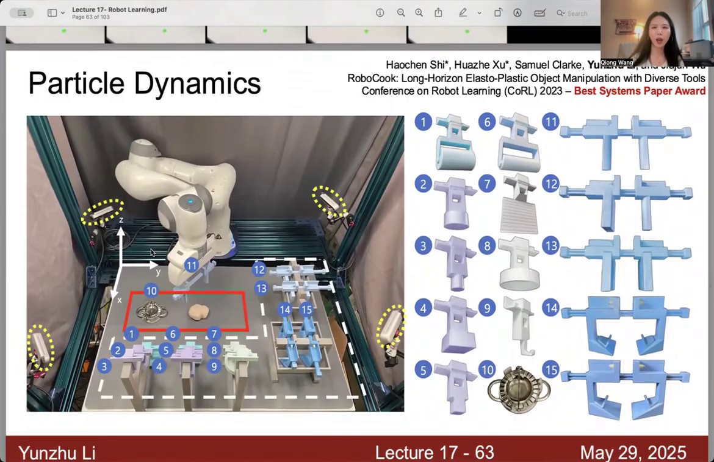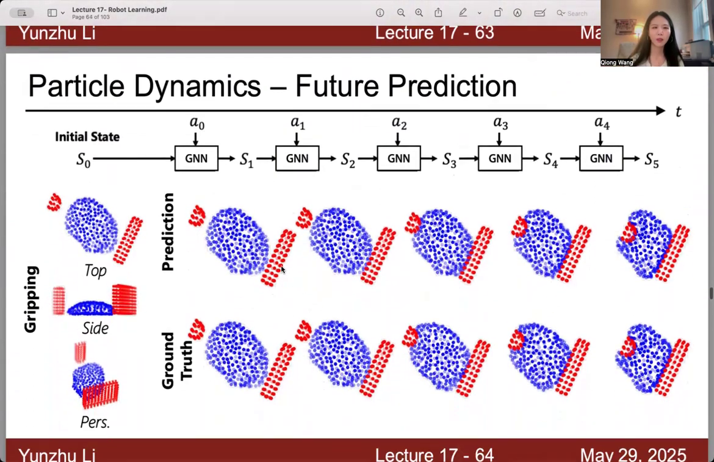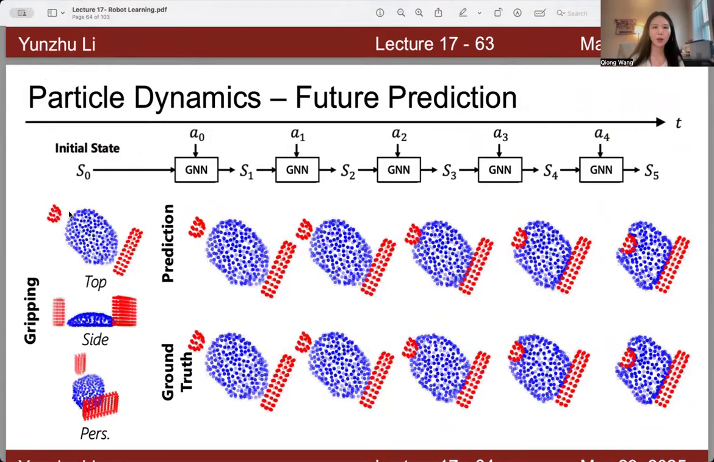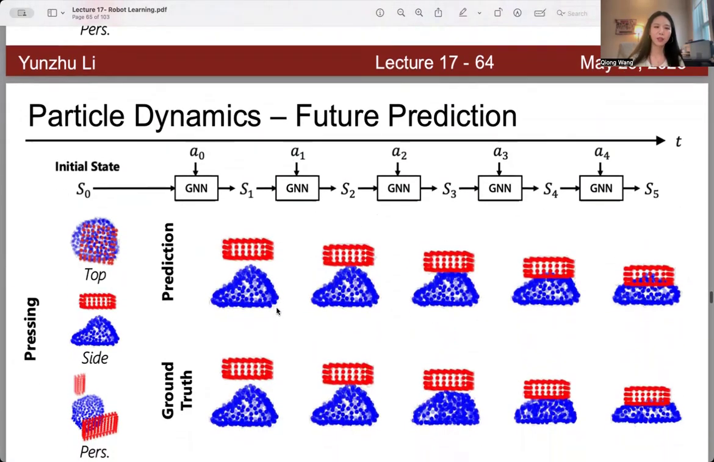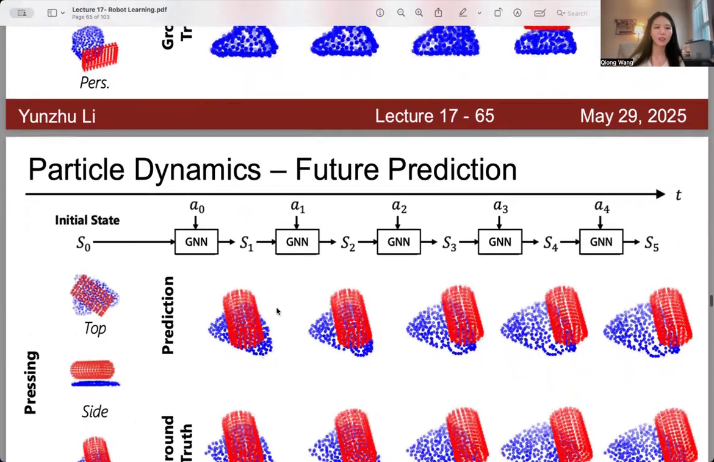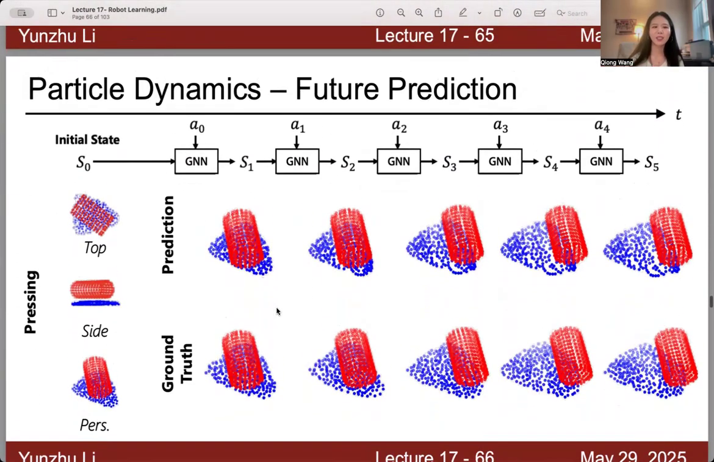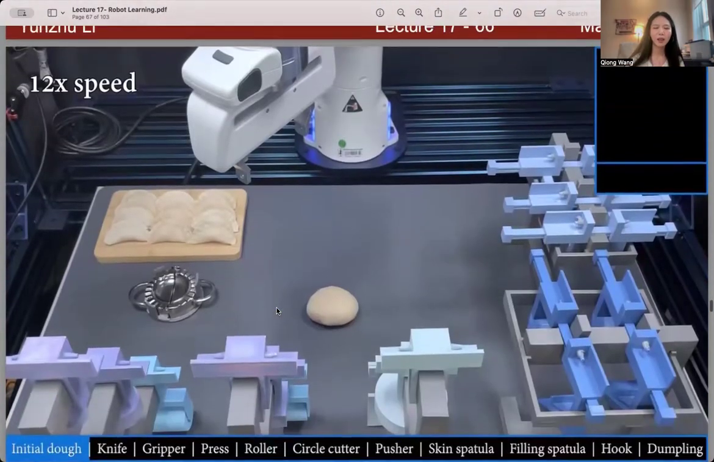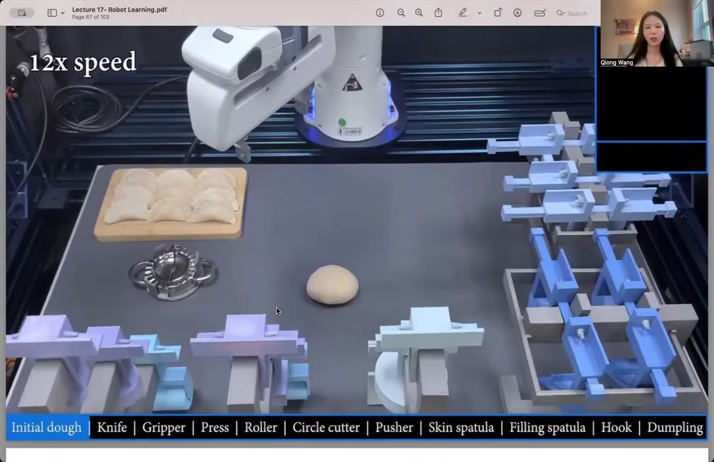There is one machine with 15 different fingers to control the different actions. For example, for grasping, we can let the robot finish the grasping like this, and pressing in another way. And we can use this machine to make dumplings.